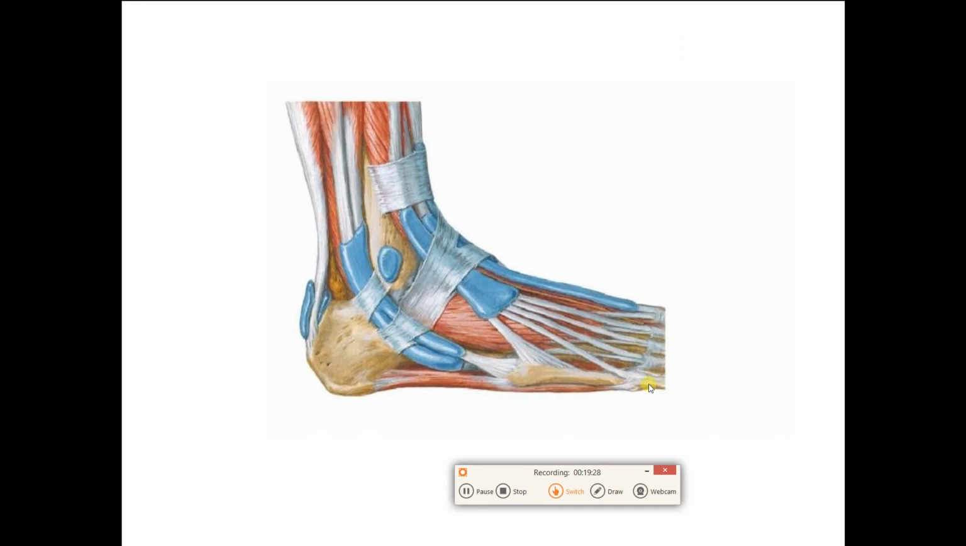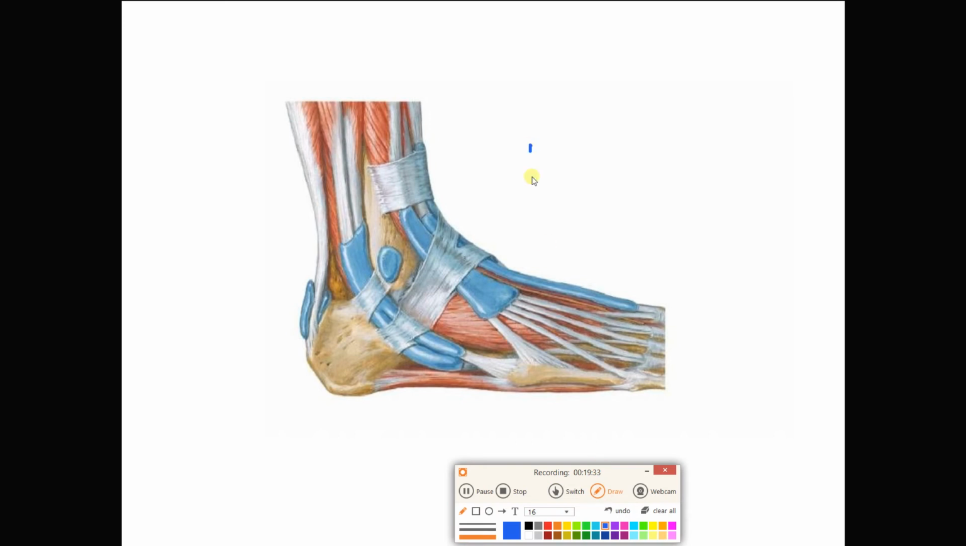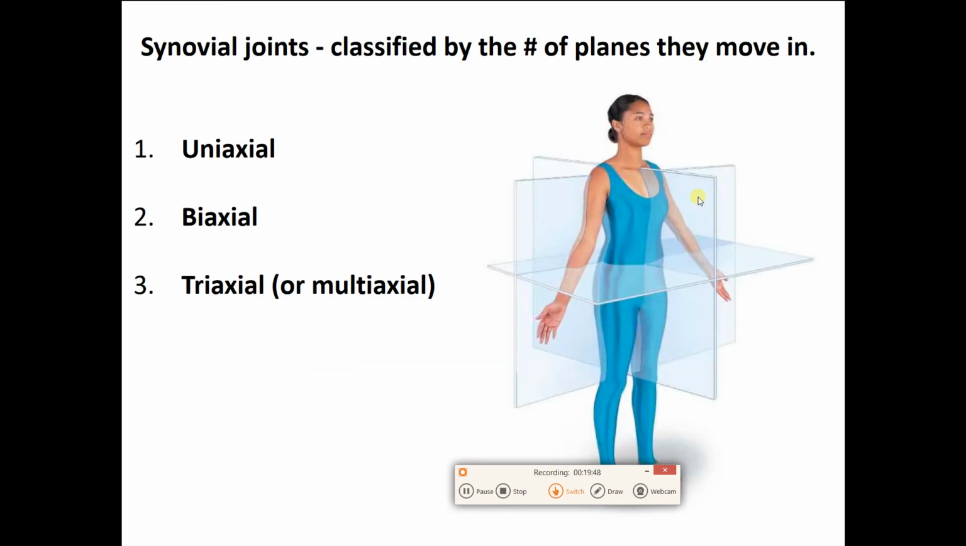Sometimes the bursae are really long and stretched out. And we see that in our foot right here. And a long stretched out bursae might be wrapped around a tendon. And that is called a tendon sheath. A tendon sheath. Okay. Good stuff. Let's do a few more things. All right, we got the characteristics of synovial joints. We also will classify them based on how many planes they're able to move in.